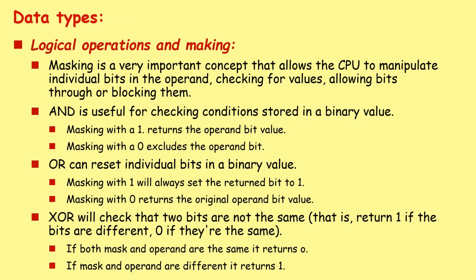OR can set individual bits in a binary value. Masking with 1 will always set the return bit to 1. Masking with 0 returns the original operand bit value. XOR will check that the 2 bits are not the same, that is, return 1 if the bits are different, 0 if they're the same. If both mask and operand are the same, it returns a 0. If the mask and the operand are different, it returns a 1.